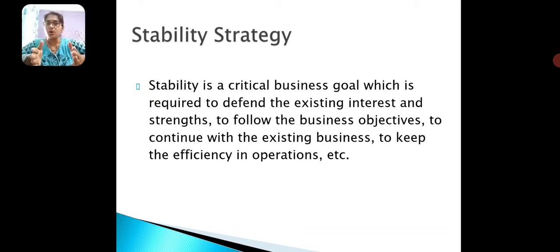But of course, in the short run, as I said, during downturns, or during the period where the corporate wants to accumulate its strength, keep the liquidity, maintain the cash position, and then come up with an expansion, until that, stability strategy is something that the corporate would follow. This is one of the strategies at the corporate level.